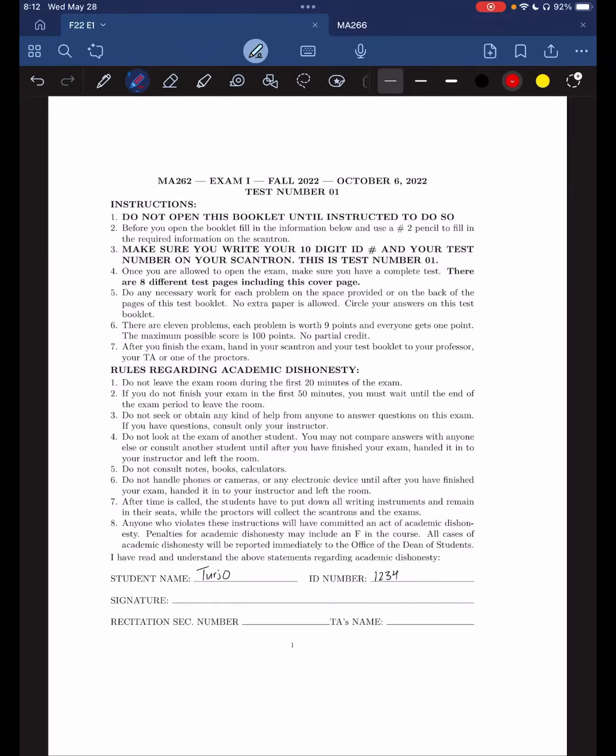Okay, hello everybody. This is exam one from fall 2022 of MA 262. Yeah, not much to be said. Let's just get into it.